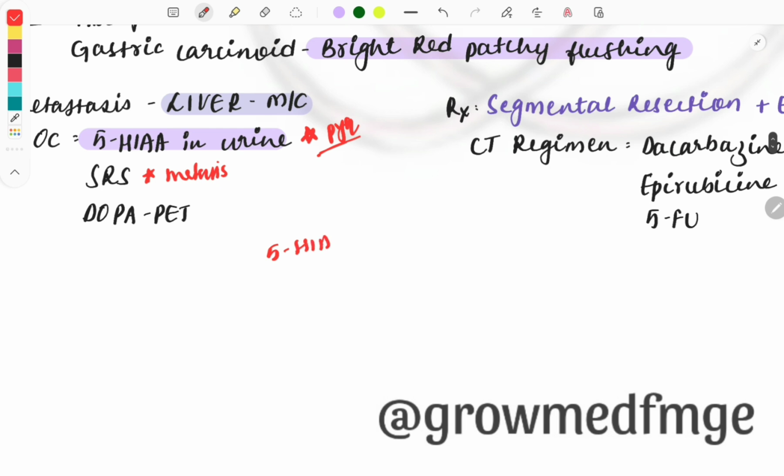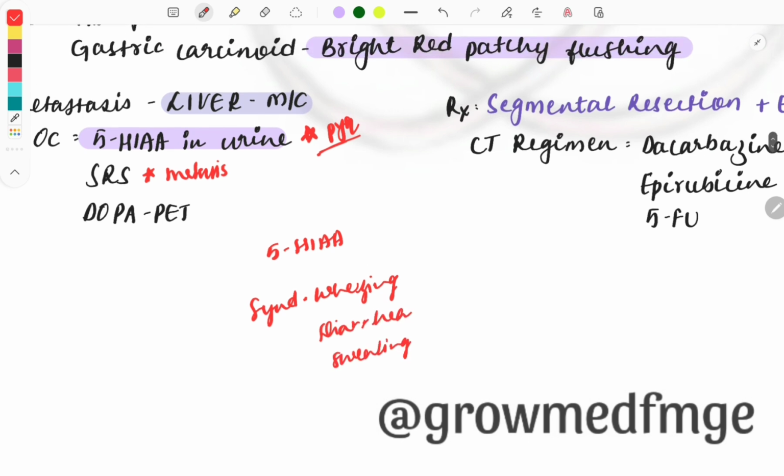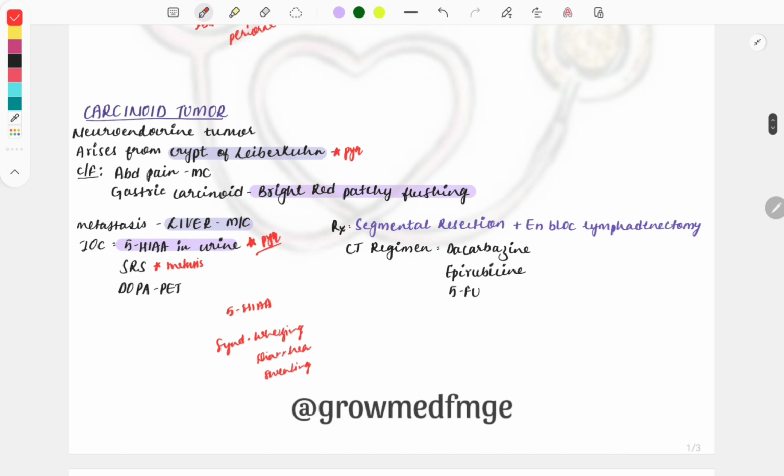And if the question is asked about the carcinoid syndrome, then it consists of various other features like wheezing, then diarrhea and sweating. Okay, so all this is the thing which you must remember from the carcinoid tumor.